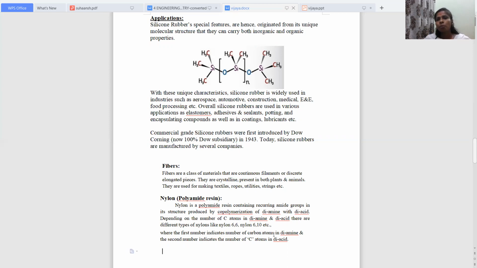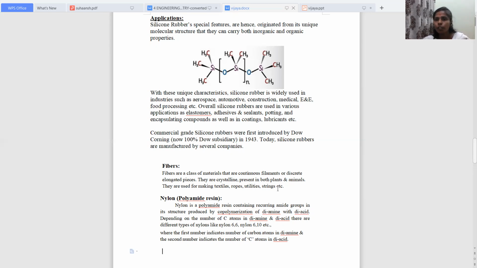Why are fibers stronger? Because of strong intermolecular forces between the monomer units in the polymer chain, fibers are very, very strong. Fibers are a class of materials that are continuous filaments or discrete elongated pieces. They are crystalline and present in both plants and animals. They are used for making textiles, ropes, utilities, strings, etc. These are the various applications of fibers.